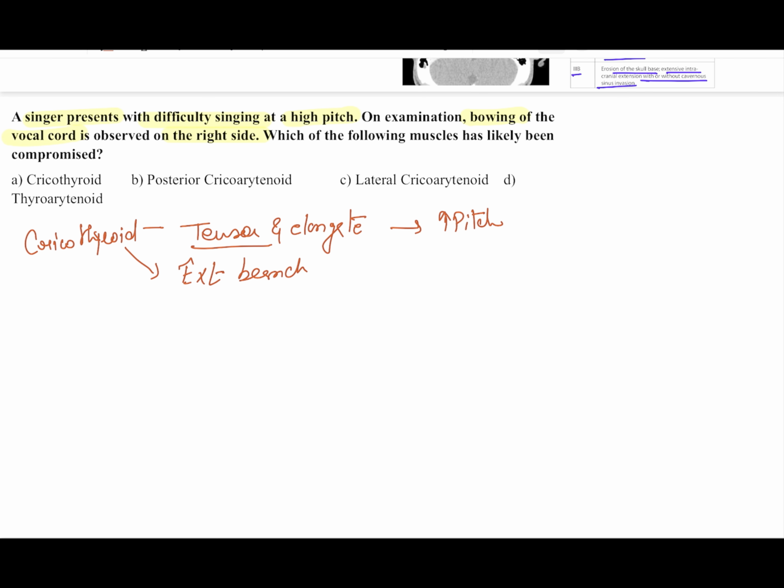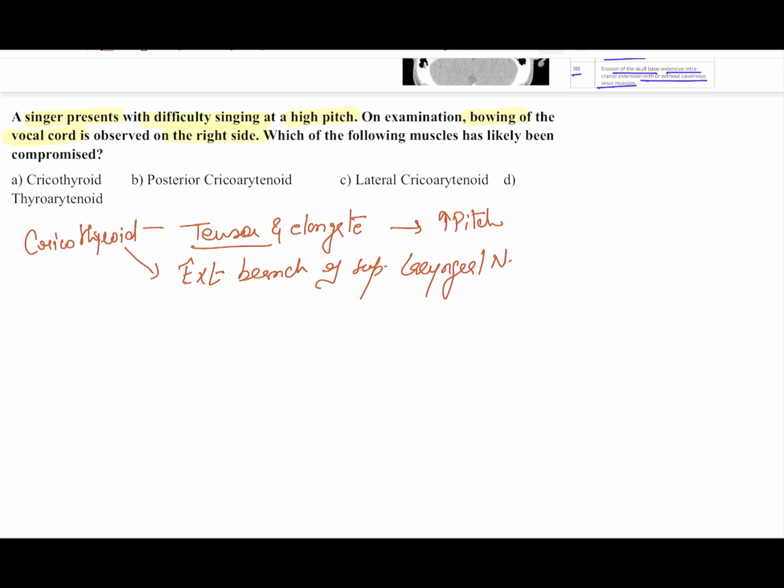So first is cricothyroid. What do you need to remember about cricothyroid? What is the function? It is the tensor muscle, and it will elongate the vocal cords. Whenever the vocal cords are getting tense and elongated, they will increase the pitch of voice. Who will supply this? This is supplied by the external branch of the superior laryngeal nerve.